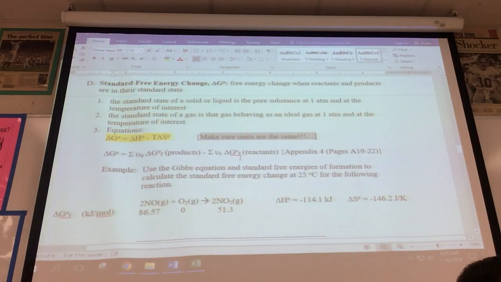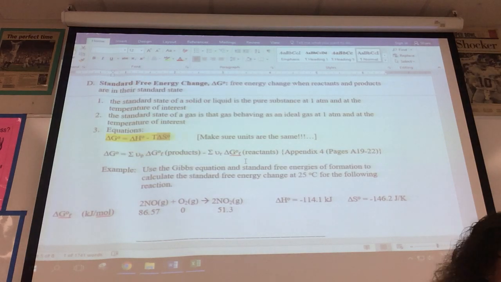What you're really going to need to watch, the temperature needs to be in Kelvin. The delta S that we calculated the other day is either in joules per Kelvin or joules per mole Kelvin. And you're going to need to convert that to kilojoules per Kelvin. Otherwise, you're not going to have the same units when you subtract through. Be very careful there. That is the common mistake that kids make.